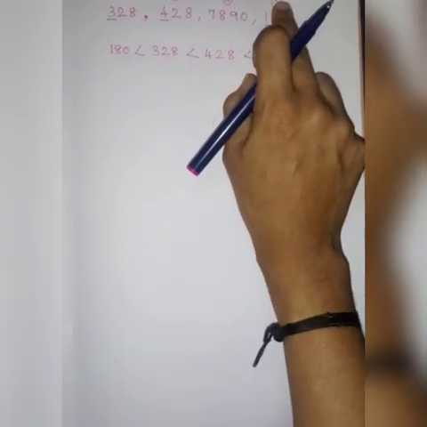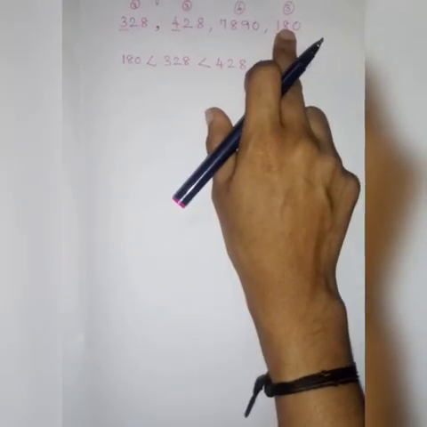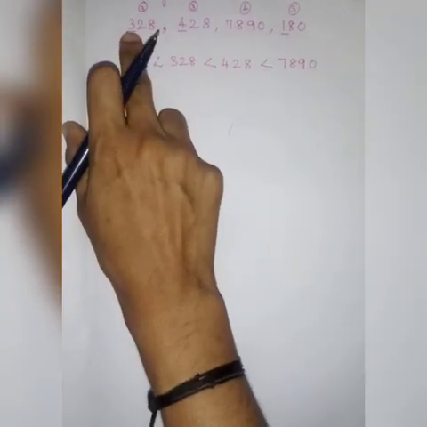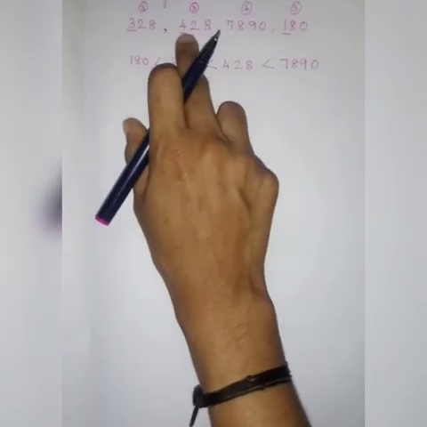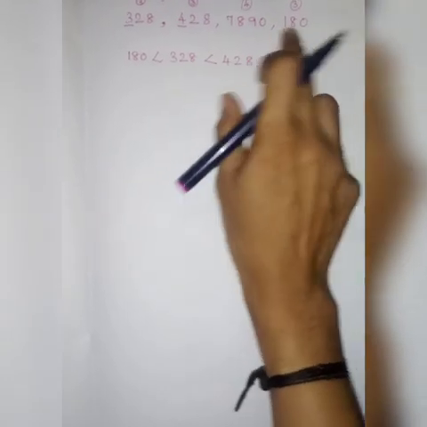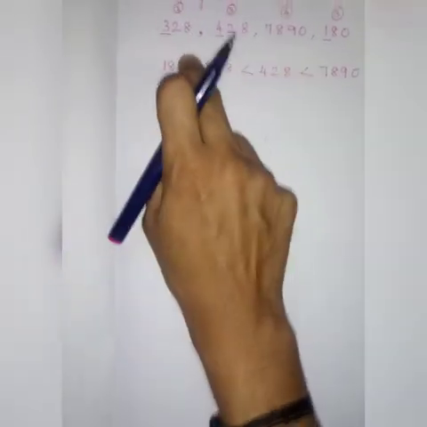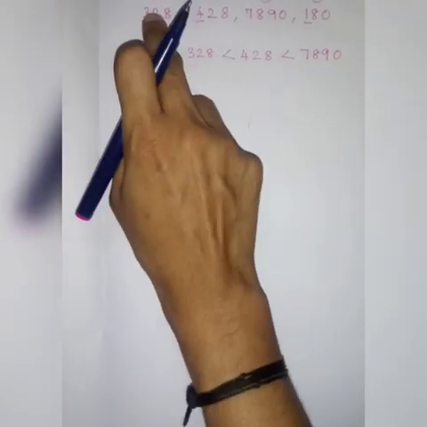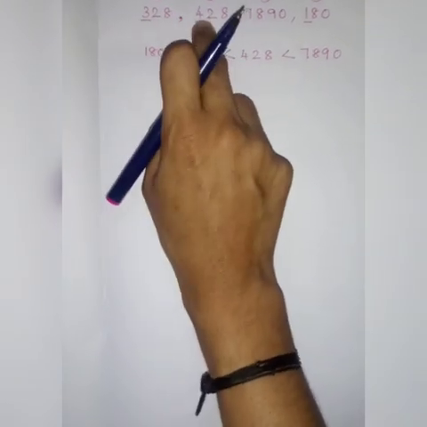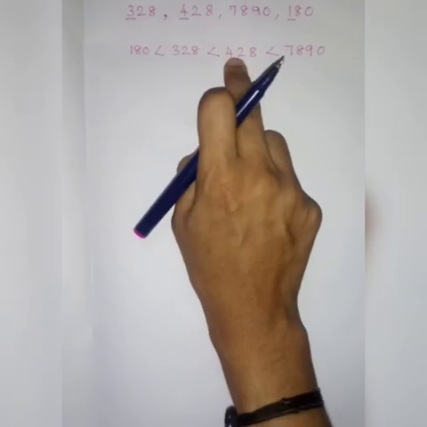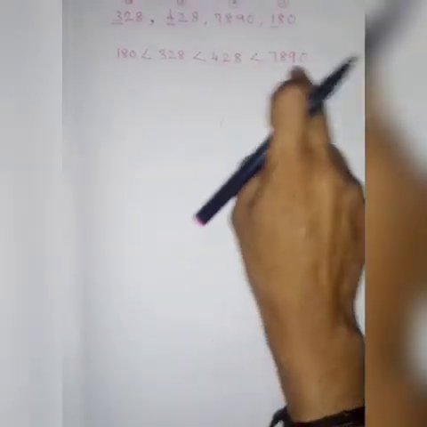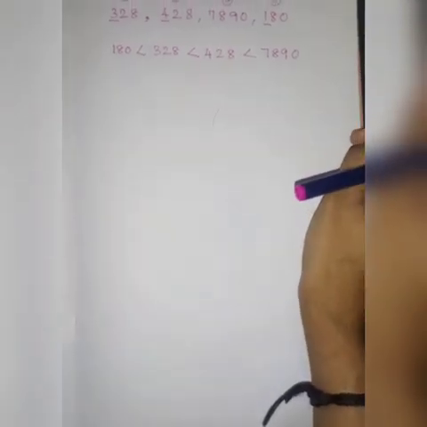I told you, if they have the same number of digits, we will compare from the left side. These 3 numbers have the same digits, so I am comparing from the left side. The first digit is 3, here 4, here 1. Which is smaller? 1. So obviously 180 is the smallest number. Next smaller is 328, because 3 is smaller than 4. Then 428. Then the 4-digit number 7890. Understood?